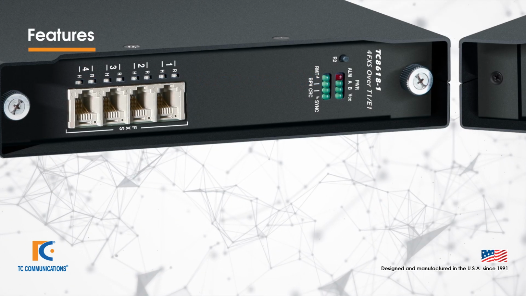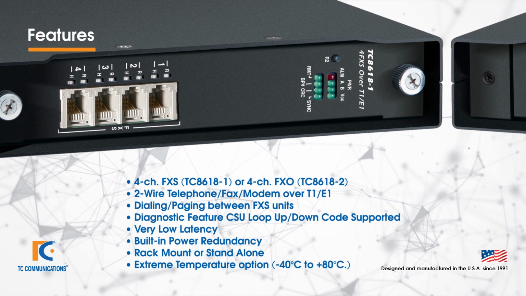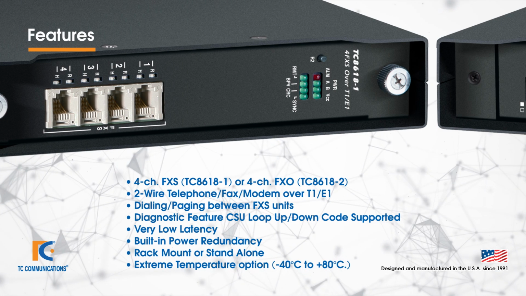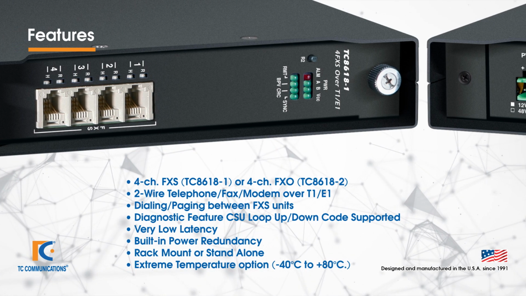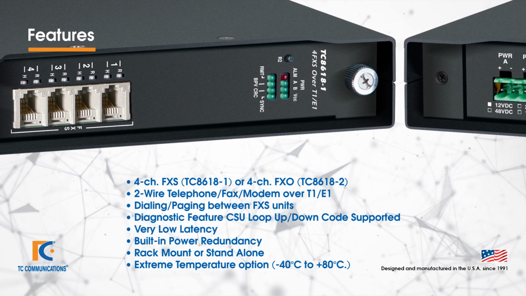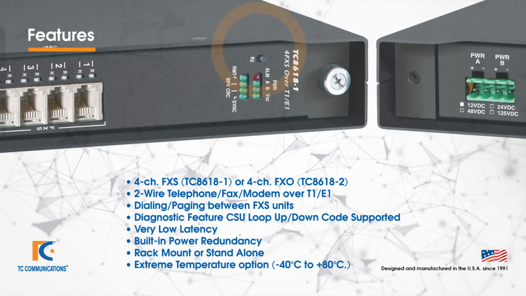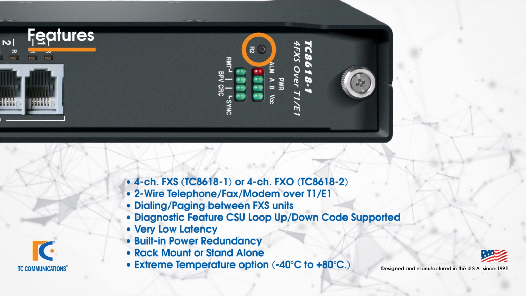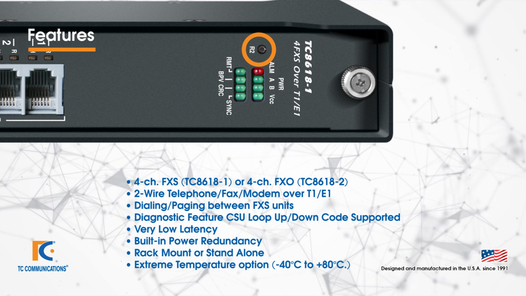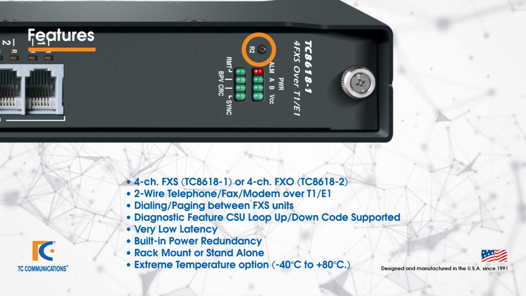Let's talk about some of the features of the TC8618. This product offers plug-and-play simplicity, is easily configured, simple to install, is economical, and can operate over T1 or E1 links. As with all of our Mini Channel Bank products, the TC8618 is equipped with an R2 button, which allows users to check and reset disruptions on local and remote units. Please watch our video on this feature. The link is in the description.